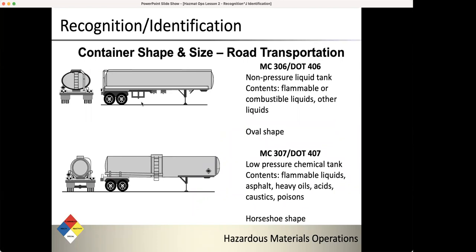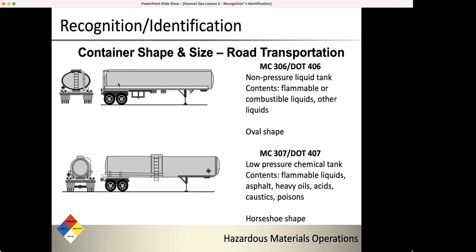see these most often. So we have, they're now called these, MC 306 and DOT 406 are manufacturing standards. The DOT 406 standard is the current standard, but you still see the MC 306 on the road. So that's why we still talk about them.